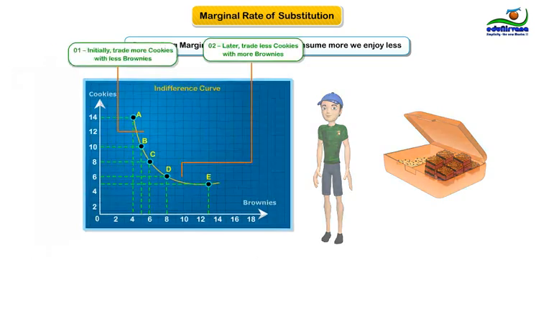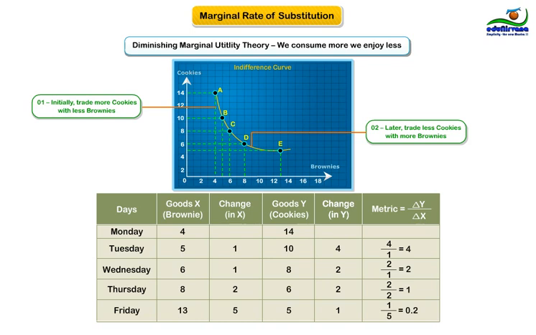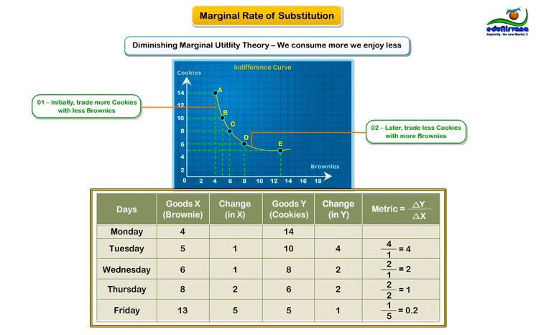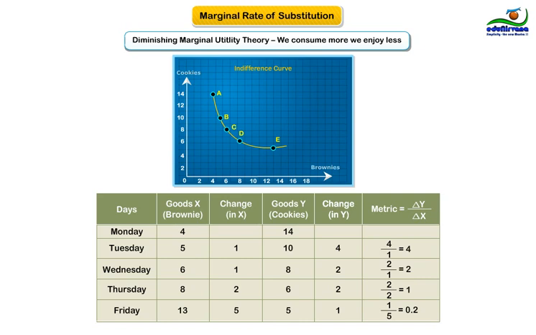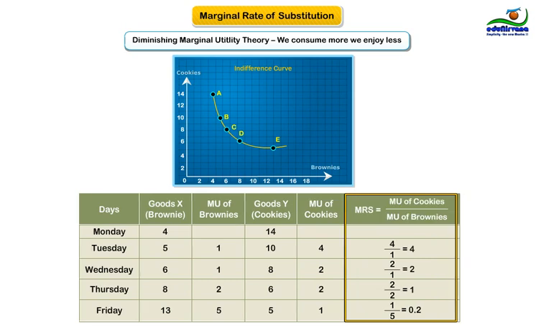Let's quantify how your trade-offs changed over the last 5 days. Let me define a metric that measures the trade-off between cookies and brownies at various points in the indifference curve. This metric is equal to delta change in Y divided by delta change in X. As we have seen, a change in brownie is called marginal utility of brownies, MU of brownies, and change in cookies is called marginal utility of cookies, MU cookies. And this new metric, which is decreasing over time, is called marginal rate of substitution, which is calculated as MU of cookies divided by MU of brownies.